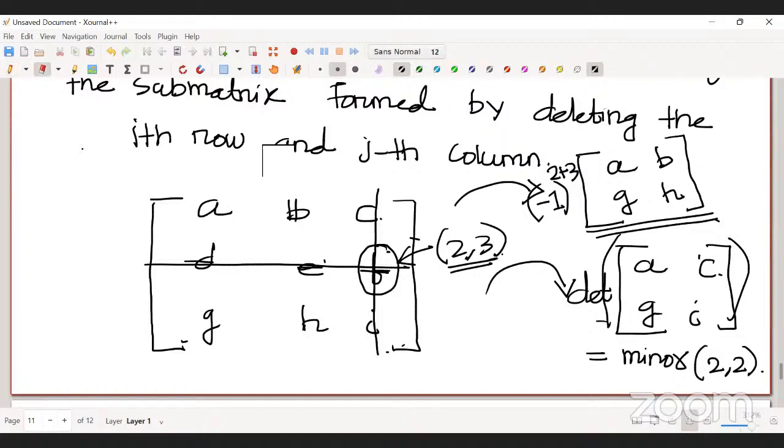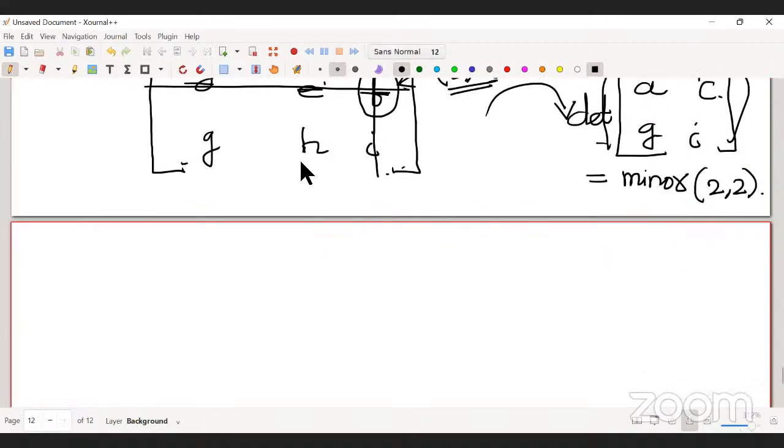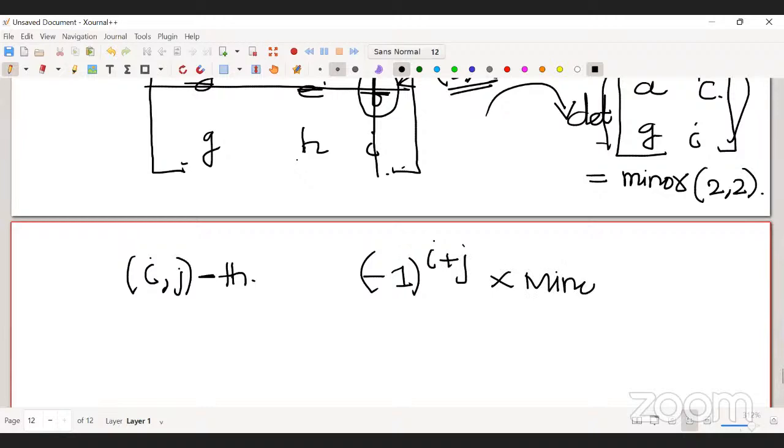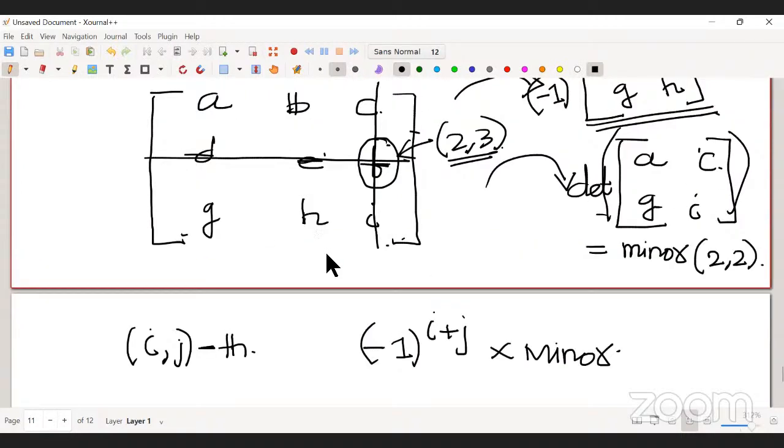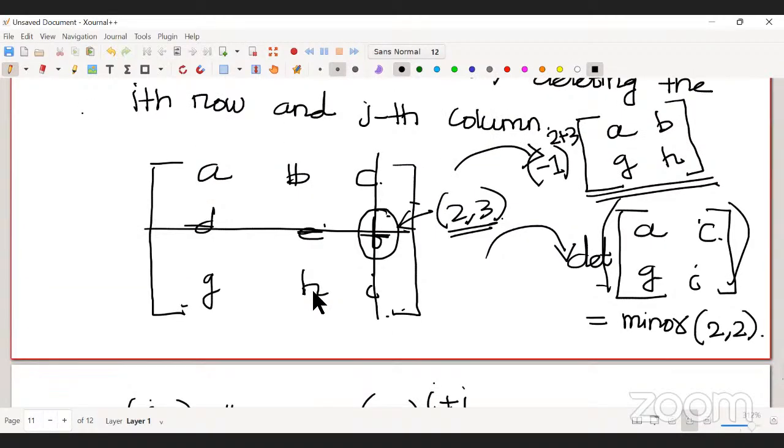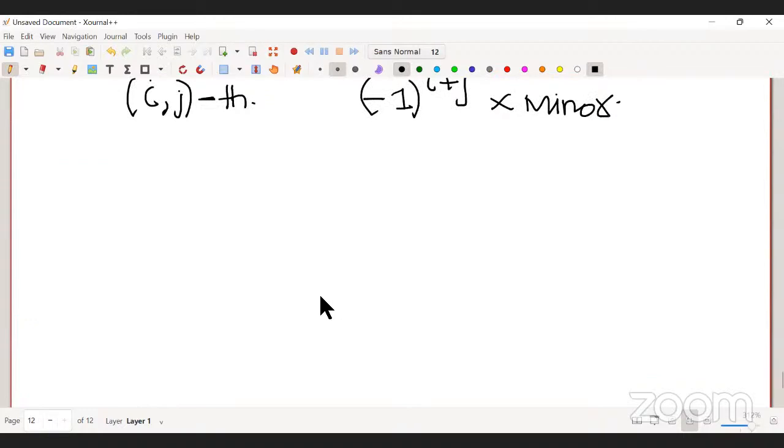So instead of 2/3, you have a_ij. If the element is in the ijth place, then the cofactor of that element is basically -1 to the power i plus j times the minor. Is it clear? The definition clear? I'll take an example and I'll compute everything. My first concern is whether this definition is clear, how we are computing minor and cofactor. It's clear, sir. Okay, so let me take one example and I'll do it.